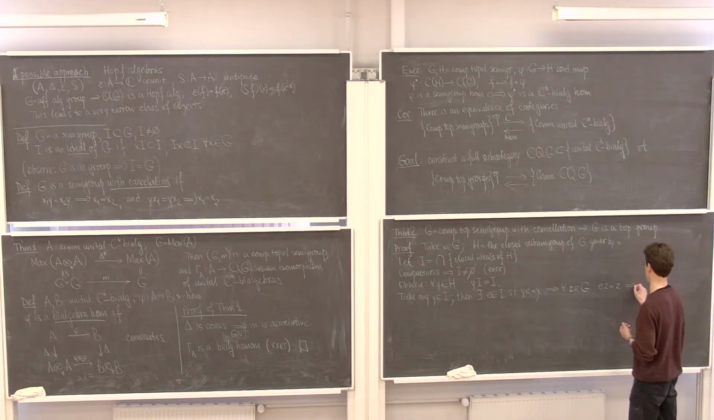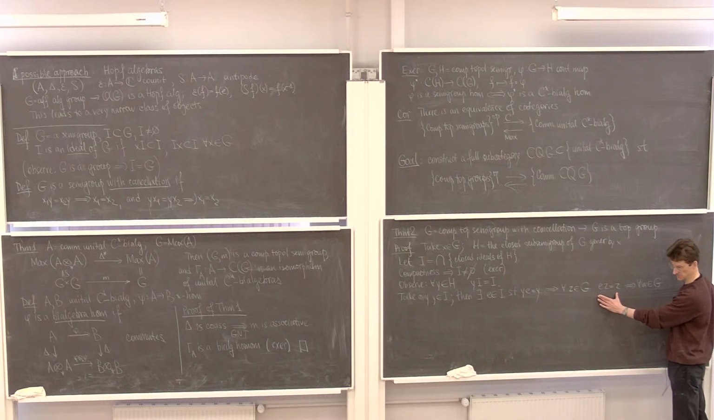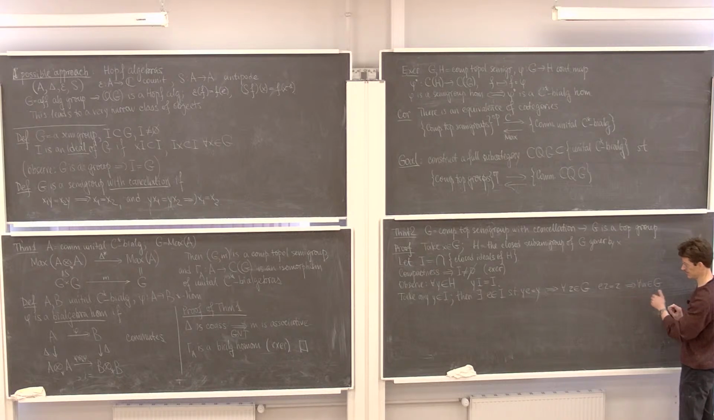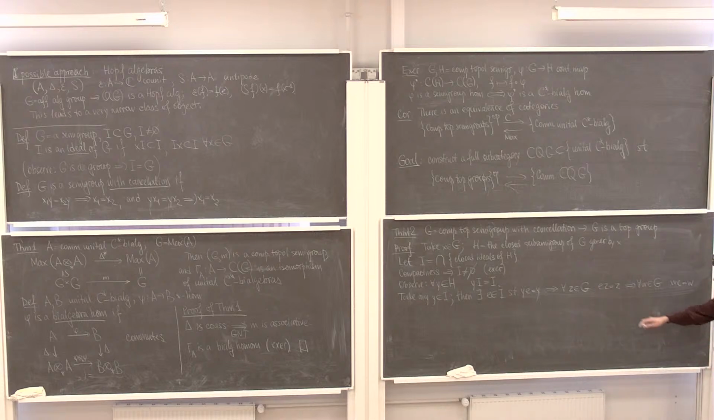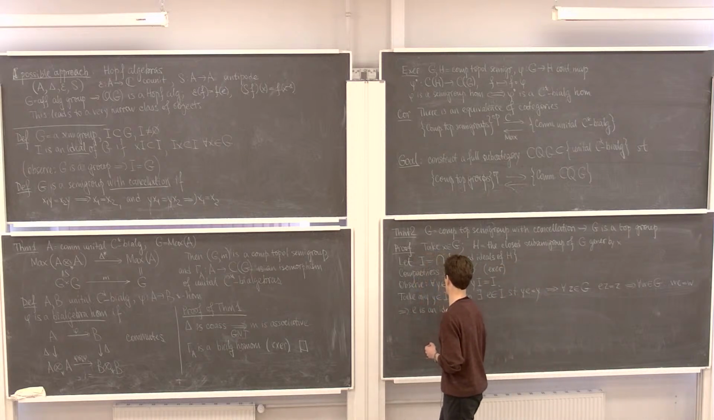And let's now apply the cancellation property once again. We take an arbitrary element W in G. We multiply this equality by W on the left and cancel Z on the right. And we deduce that WE equals W. And if we now compare these two equalities, we deduce that E is an identity of G.